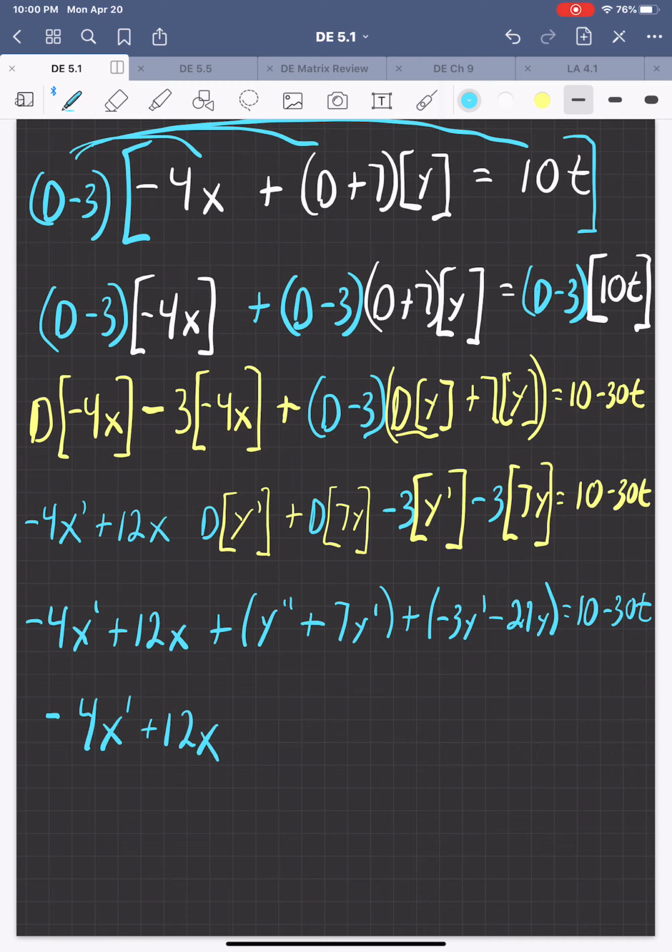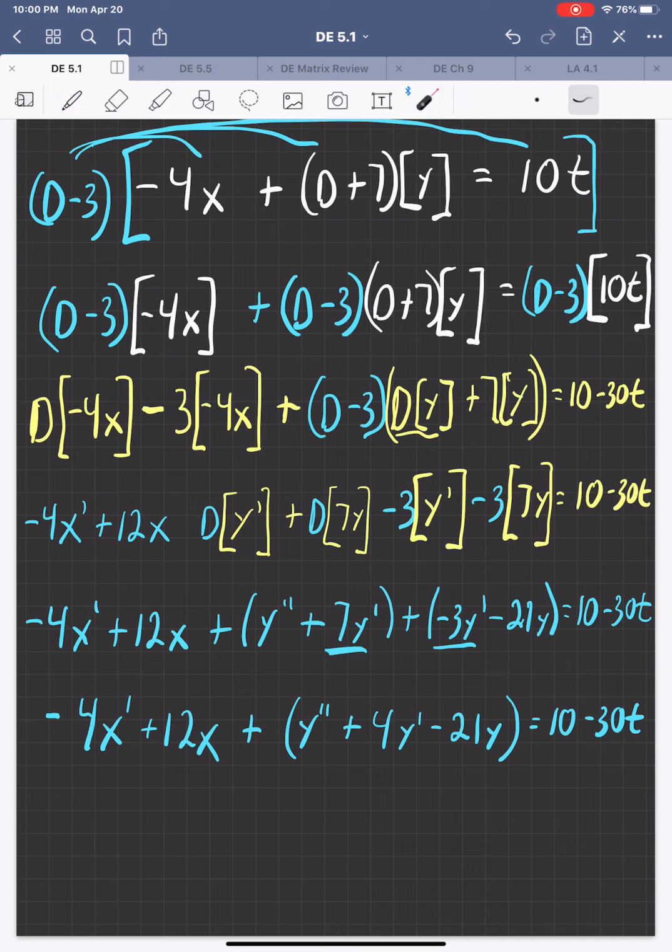And then we can combine this 7y prime with this -3y prime. So that's going to end up being plus y double prime. Well, 7 minus 3 is 4, so plus 4y prime. And then minus 21y. All right, so I kind of already showed you by writing where that first equation we're going to need to go. So at this stage, let's go ahead and get this back to basically our differential operator form.